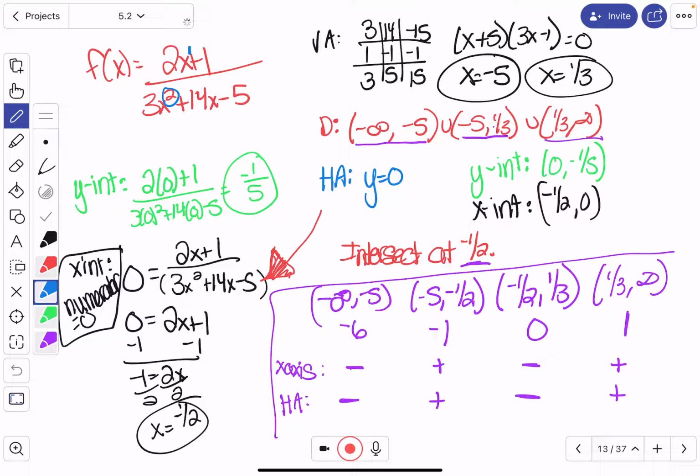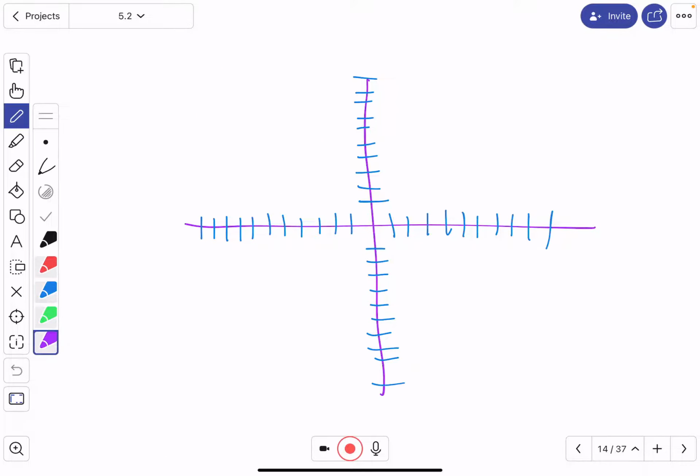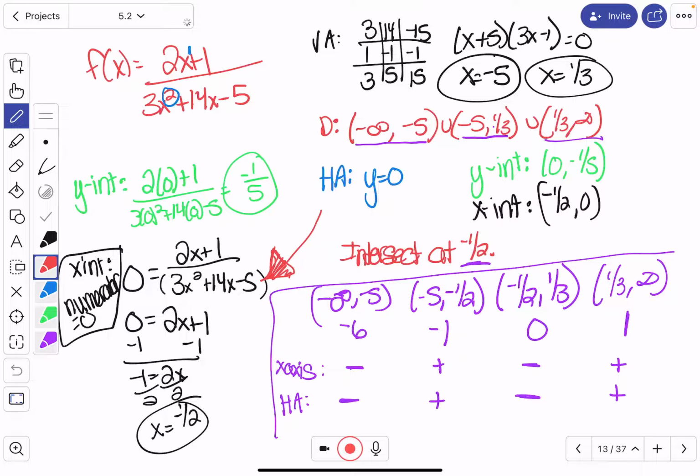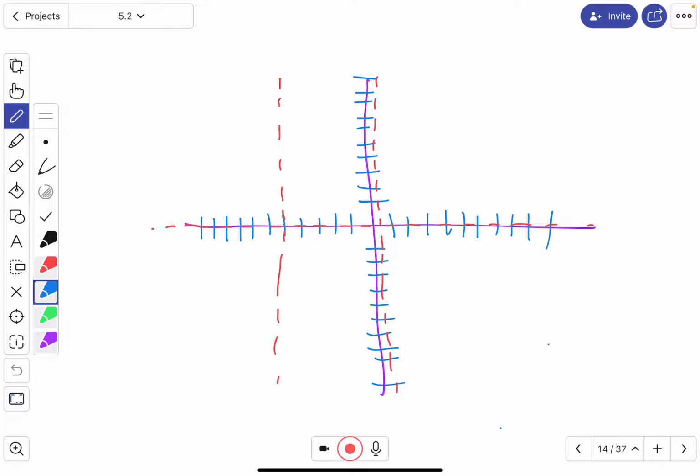So we want to put our vertical asymptotes at -5 and 1/3. So -5 is here, and 1/3 is about here. And our horizontal asymptote was y = 0. So now those are graphed. Now we want our intercepts. So our y-intercept was -1/5, and our x-intercept was -1/2.